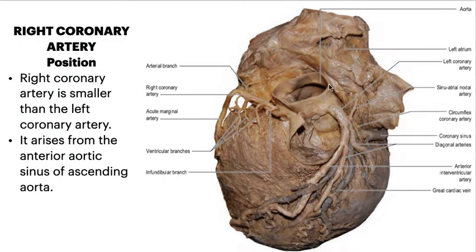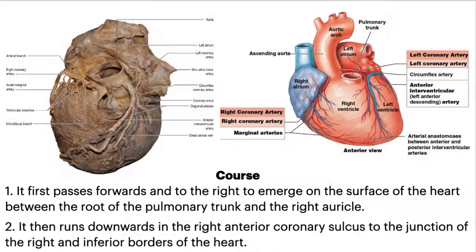The right coronary artery position. The right coronary artery is smaller than the left coronary artery, as you can see, arising from the anterior aortic sinus of the ascending aorta. Course: it first passes forward and to the right to emerge on the surface of the heart between the root of the pulmonary trunk and the right auricle, as you can see over here. It is more clear in this picture.